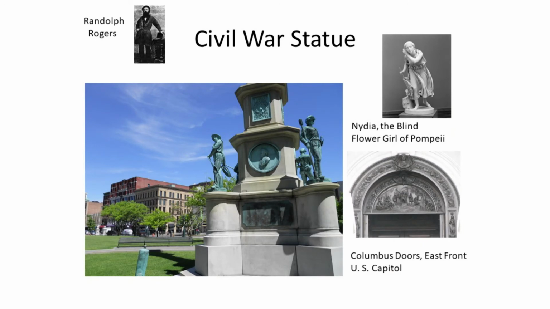The Cromptons became friendly with a sculptor named Randolph Rogers, who was a world-renowned sculptor. He actually had his studios back in Italy, and the best known of his sculptures is called Nydia, the Blind Flower Girl of Pompeii, and one of the copies is at the Detroit Institute of Art, but there's another copy at the Metropolitan Museum in New York. And he also designed the Columbus doors, which are on the east front of the U.S. Capitol. And the Crompton family was so close with Randolph Rogers that one of the Crompton boys was named Randolph Rogers Crompton. And then Randolph Rogers returned the favor to the Crompton family.